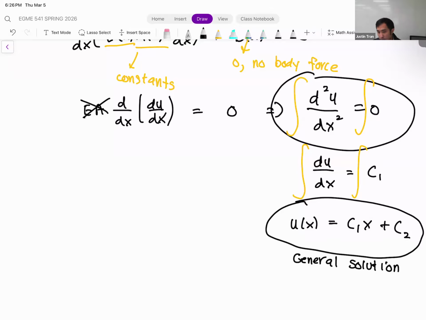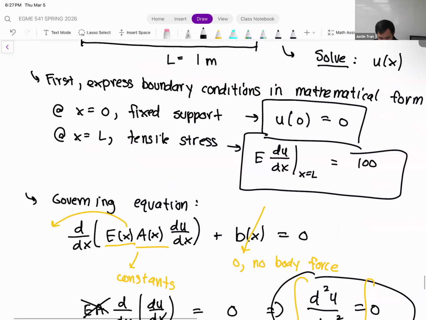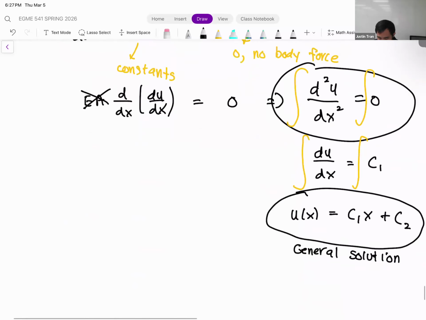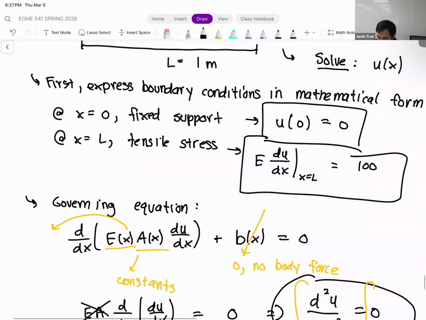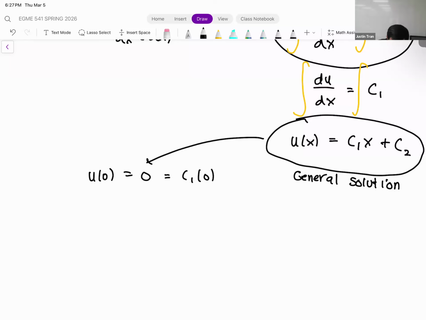And then to find the final solution, all we have to do now is apply our boundary conditions. Okay, so let's go ahead and apply our two boundary conditions. First thing we're going to apply is our Dirichlet boundary condition, which for this is u of 0 is equal to 0. So we plug in x is equal to 0 into our general solution. So we have c1 times 0 plus c2. And so what we get is c2 is equal to 0.